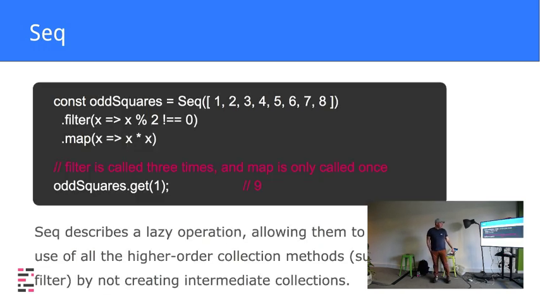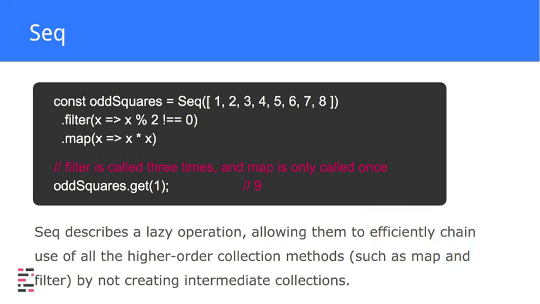A Seq describes a lazy operation which allows you to chain different methods without creating intermediate collections. Say for instance you have your array, or a list, however you want to call it, and then you want to run a filter and a map on it. Here you can see that filter and map are valid methods on a Seq. Between them, you'd expect it to create a new collection for this one and then a new collection for this one. And this is one of the ways that performance becomes an issue. So Seq deals with that by keeping one in memory, hitting that, and not creating multiple collections, which would incur performance cost.